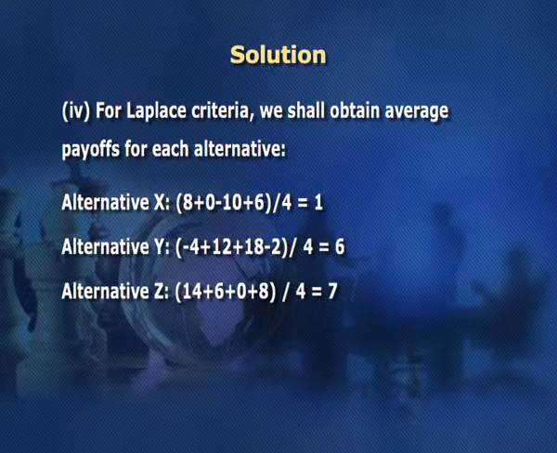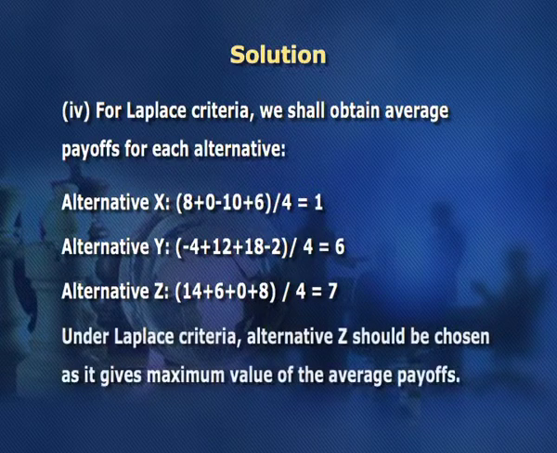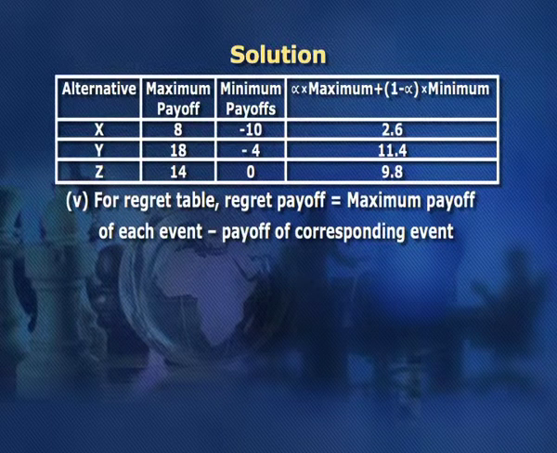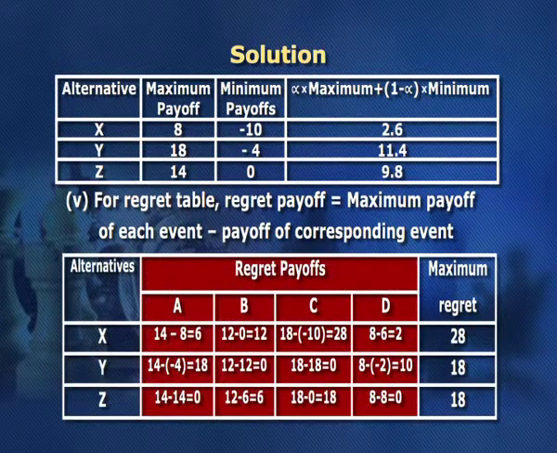For alternative Z, it comes to 7. Under Laplace criteria, alternative Z should be chosen as it gives the maximum value of the average payoffs. And the last, for the regret table, the regret payoff is equal to the maximum payoff for each event minus the payoff of the corresponding event. And this is the regret table that we get.